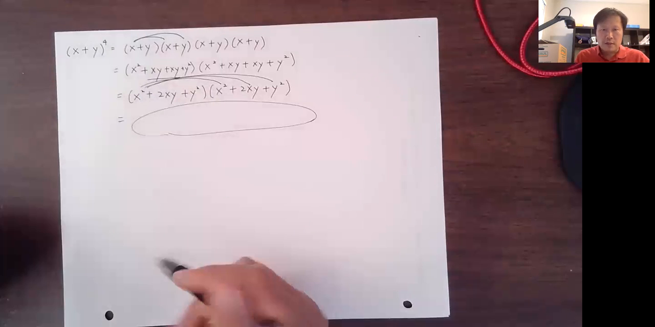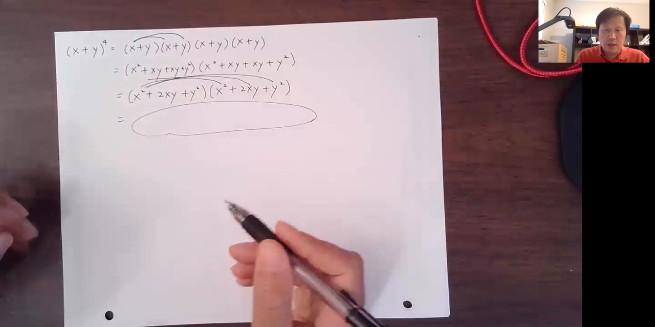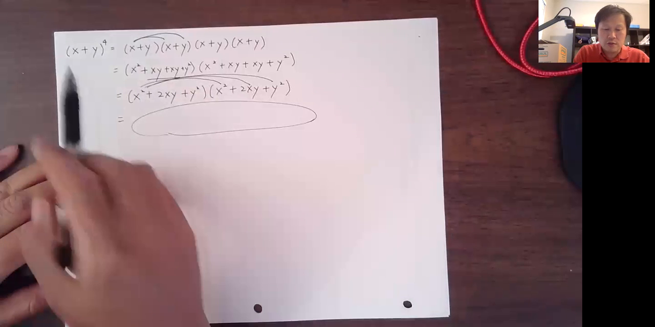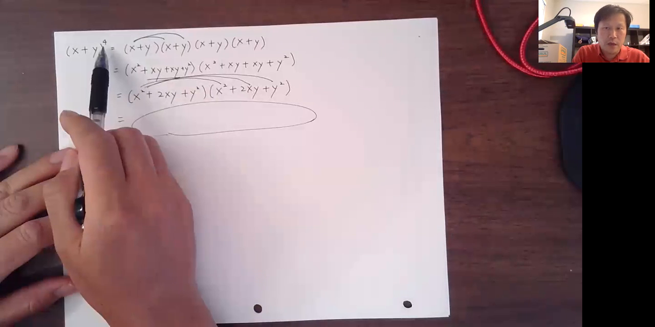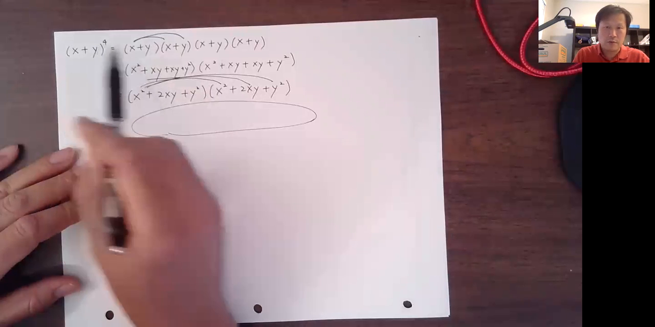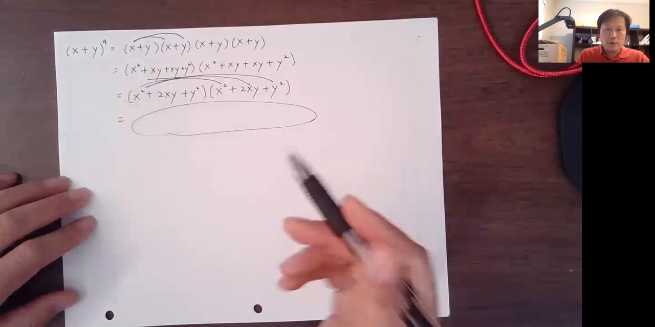So you can imagine how time consuming and labor consuming this could be, especially imagine what if this power becomes a fifth power, sixth power, seventh power. That's going to be a lot of work. So there's a theorem for this.